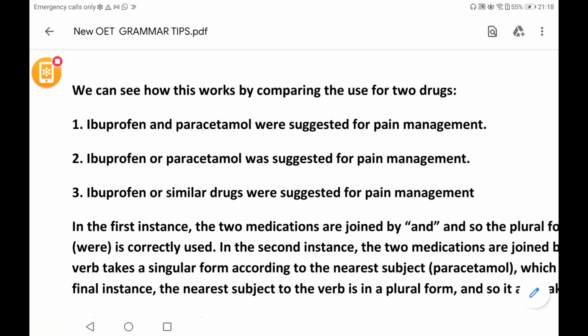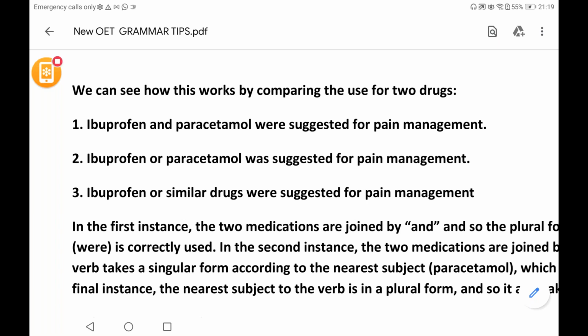Is this correct or not? Correct, ma'am. Yes, it is correct. Ibuprofen, singular. Paracetamol, singular. Were suggested for pain management. So everybody is saying correct. So can you give me the reason why? Because both subjects are singular. It's joined with the and, ma'am. Because we use and instead of or. Very good. Yeah, very good.